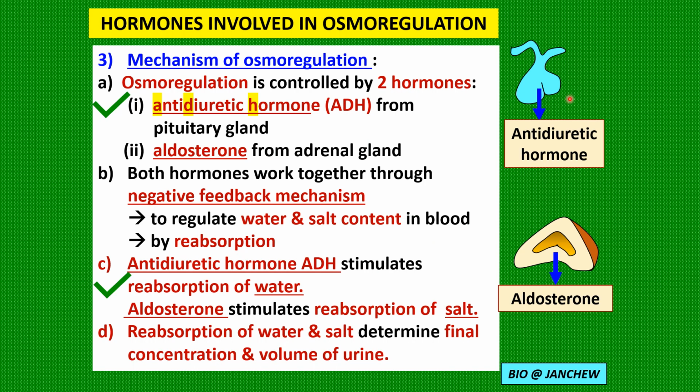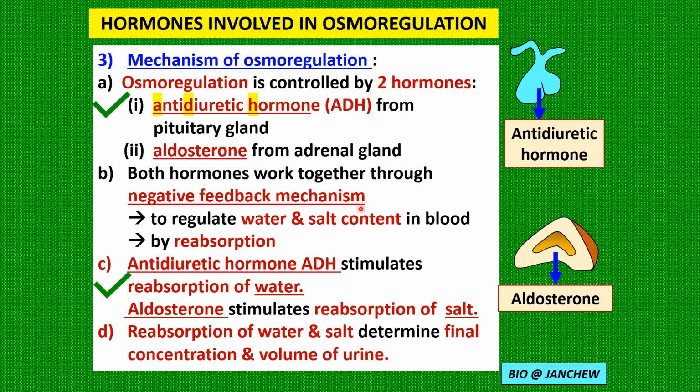Right, so hormones are involved in the process of osmoregulation. There are actually two hormones involved, right? The process of osmoregulation is controlled by two hormones. The first hormone is antidiuretic hormone, A from the word anti, D, diuretic, H hormone, ADH, which is secreted by the pituitary gland in the brain. And there's another hormone called aldosterone from the adrenal gland.